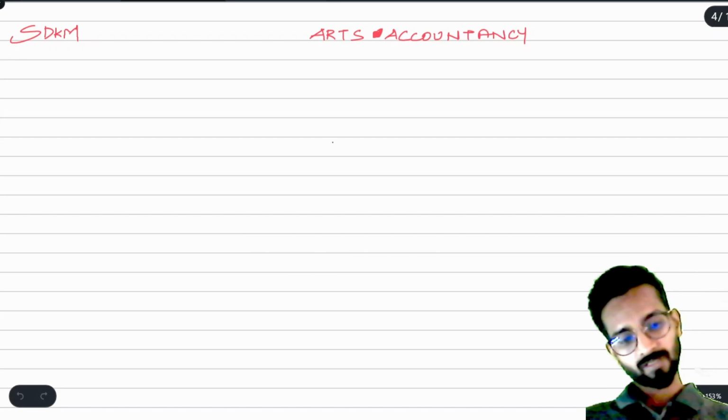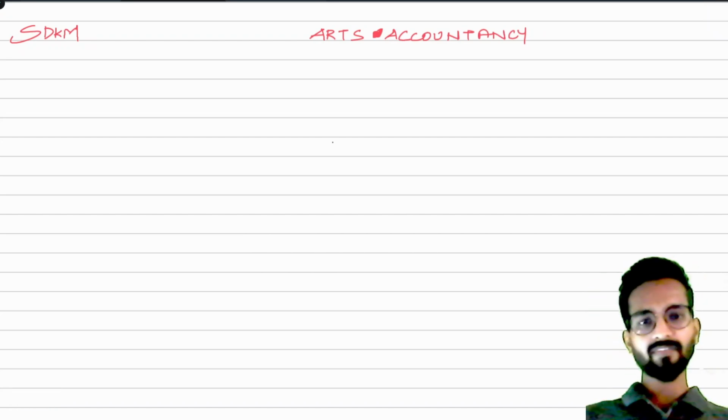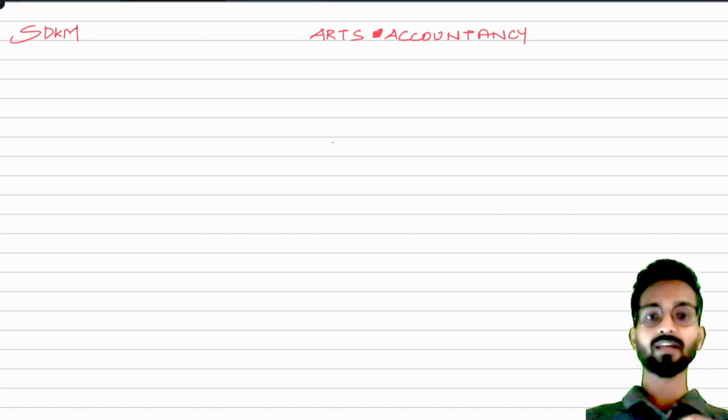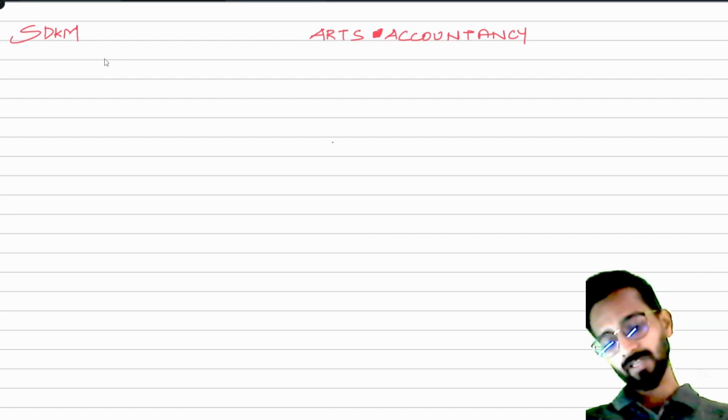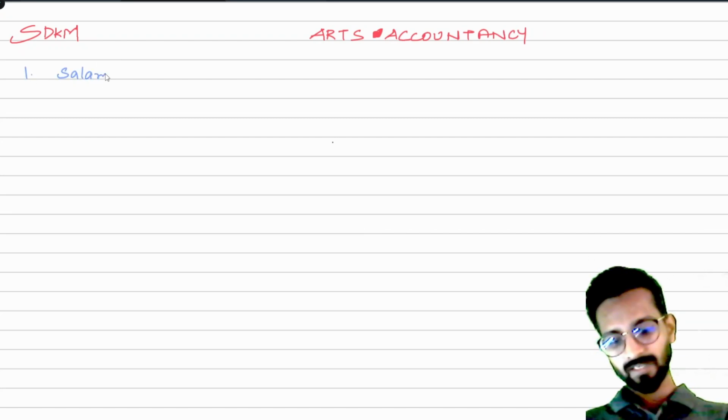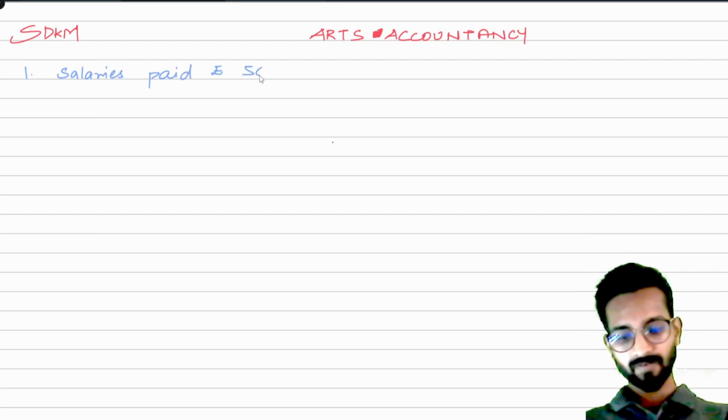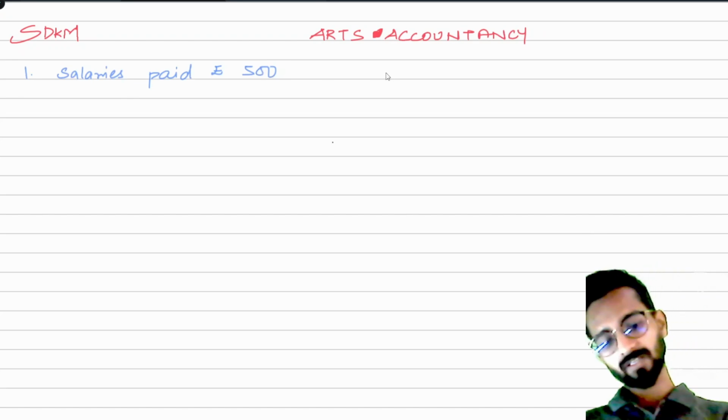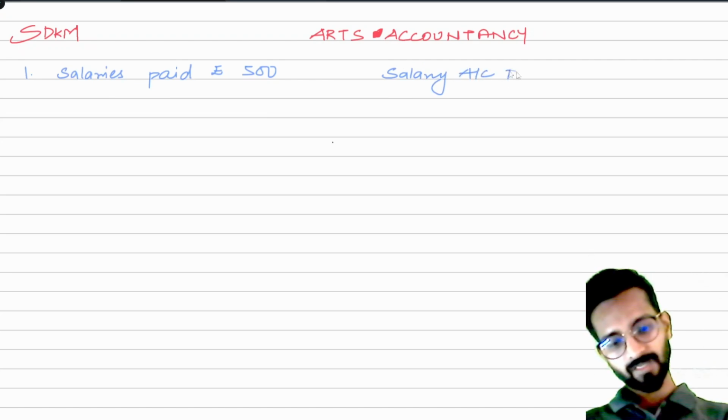Now, I will be asking a few very simple questions and we have to just answer them so that we can develop a theory of how final accounts are prepared. Tell me the journal entry for salaries paid, rupees 500. What will you say? You will say, sir, very simple, salaries are an expense, so salary account debit to cash. Very good. 500, 500. Simple enough.